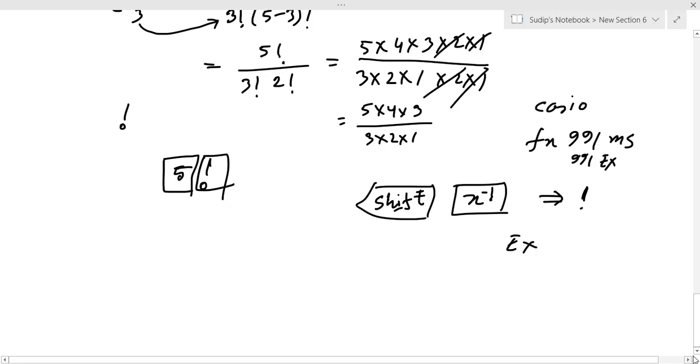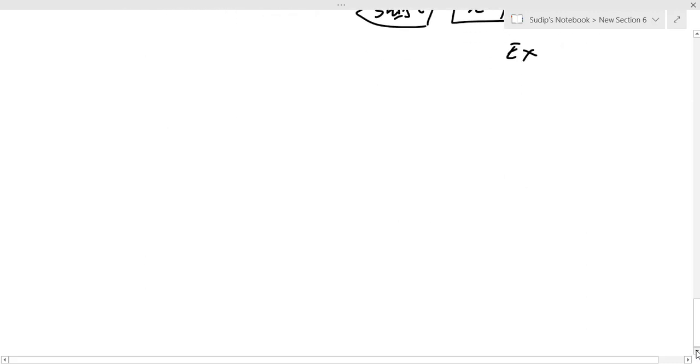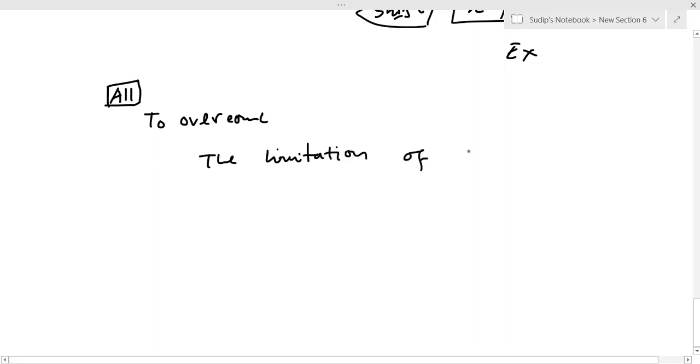Now, sir, why have we learned all of this? All this we learn is to overcome the limitation of Pascal's triangle. So we have learned all these.